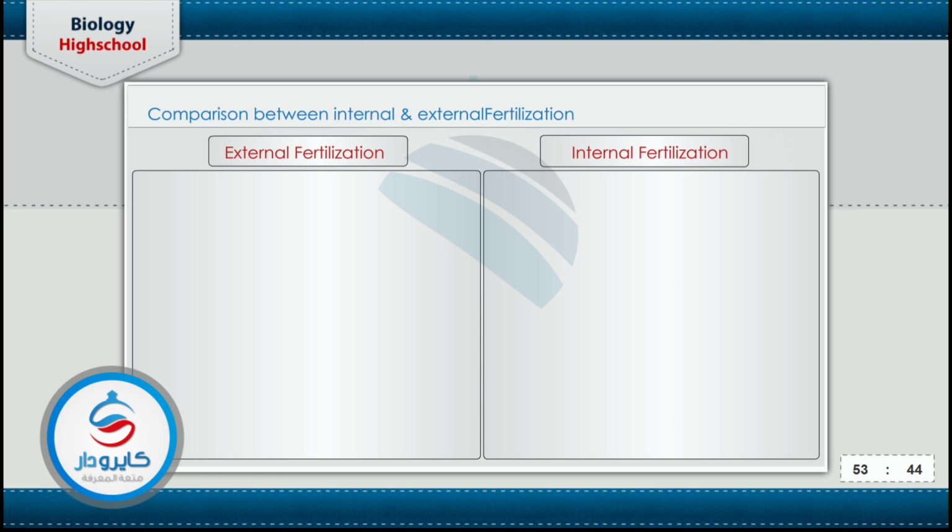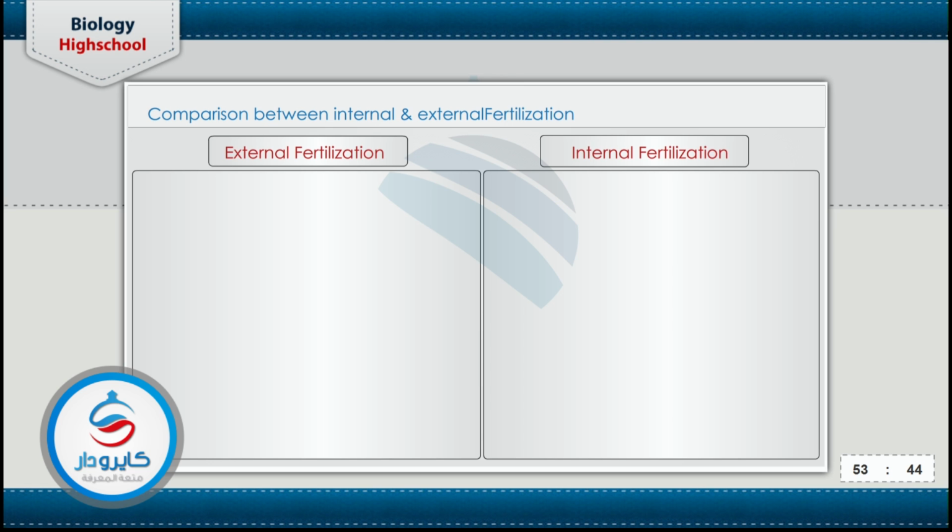External fertilization means it takes place outside the female body, and that only takes place in water, in the aquatic environment, in aquatic animals, where the female puts the eggs in water and the male puts the sperms in water, and the fertilization takes place in water and the embryonic development takes place in water.